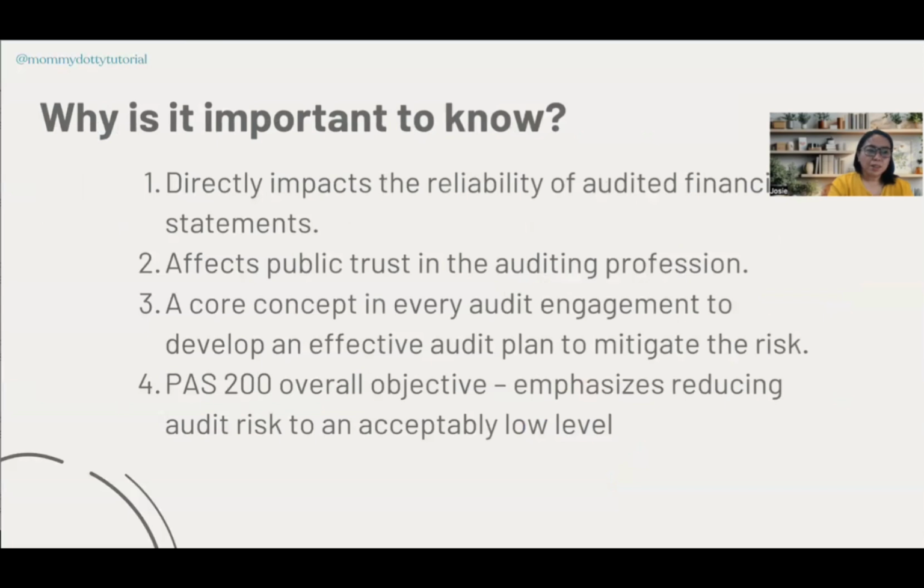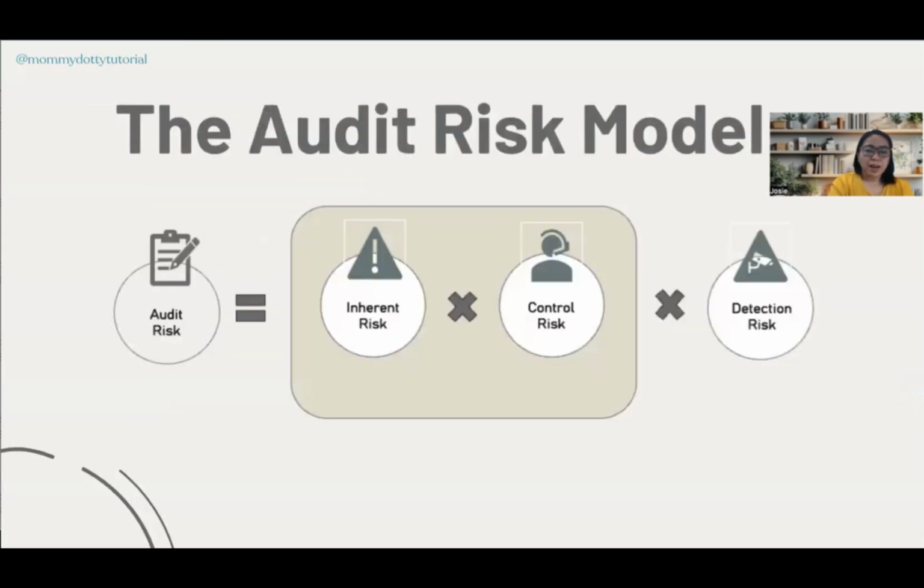Okay. So why is this important to know? Because it directly impacts the reliability of audited financial statements. It affects public trust in the auditing profession. It is a core concept in every audit engagement to develop an effective audit plan to mitigate the risk. Also, the PAS 200 overall objective emphasizes reducing audit risk to an acceptably low level. Understanding audit risk is essential for auditors to develop an effective audit plan. It helps in allocating resources effectively and determining the extent of audit procedures necessary to mitigate risk.